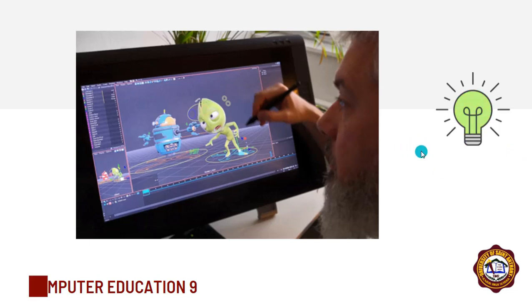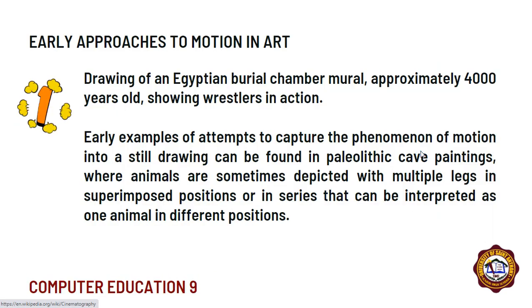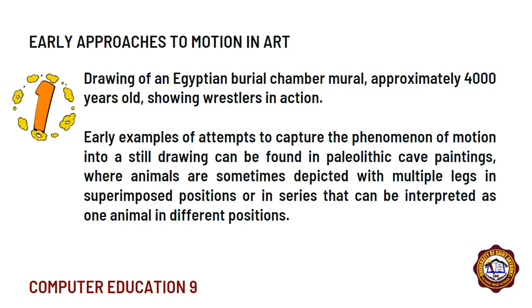Okay, so alamin natin yung early approach naman to motion in art. So, eto, babalik tayo, no? Babalik tayo sa panahon. So, early approach to motion in art. So, we have the number one, drawing of an Egyptian burial chamber mural. Approximately, ito, 4,000 years old. Showing wrestler in action. Early example of attempts to capture the phenomenon of motion into a still drawing can be found in Paleolithic cave paintings.